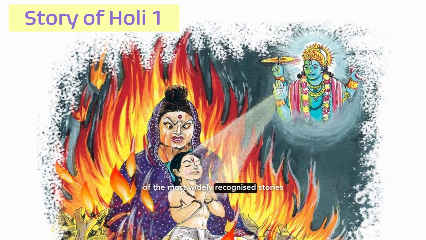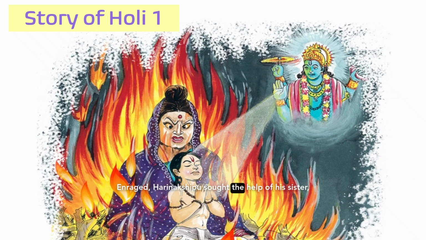One of the most widely recognised stories associated with Holi is the legend of Prahlad and Holika, which illustrates the themes of faith, devotion and the ultimate triumph of good over evil. Prahlad was a devout follower of Lord Vishnu. He was the son of the demon king Hiranyakashipu, who demanded that everyone worship him instead of the gods. Despite threats and harsh punishments, Prahlad steadfastly refused to renounce Vishnu.